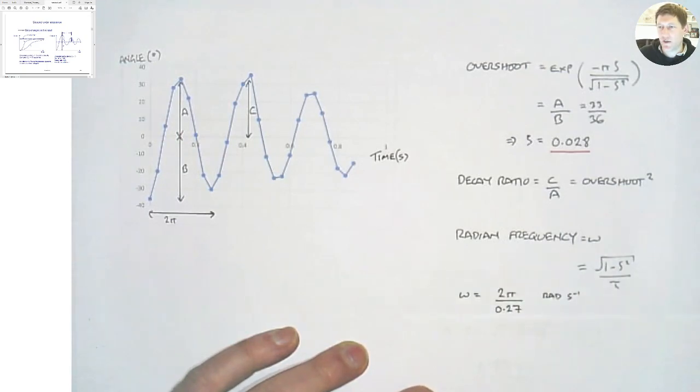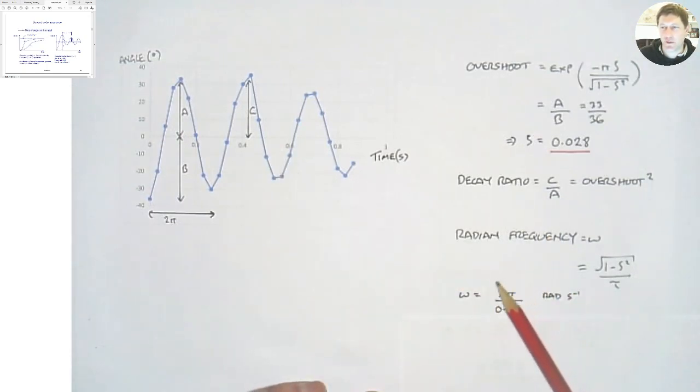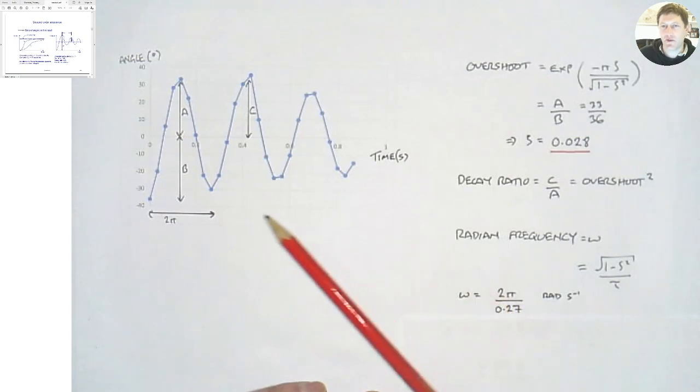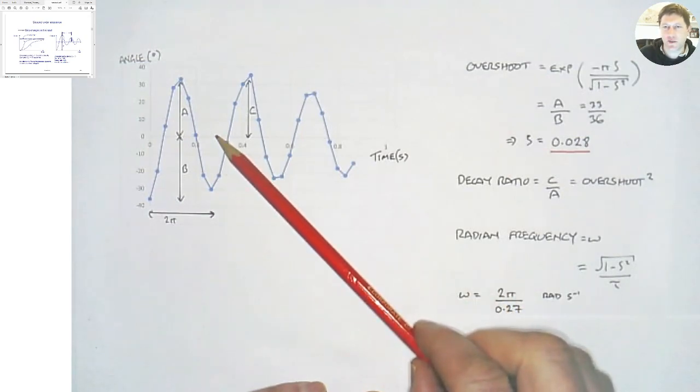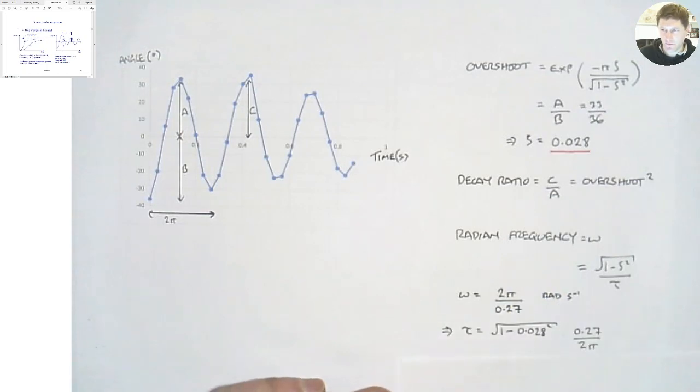And so we have the radian frequency. So the frequency is the number of degrees in one period, 2 pi, divided by the time it takes for one period, which is this time here, which is about 0.27 seconds. So 2 pi divided by 0.27 seconds gives us radians per second, which is the radian frequency of the response. And it can be shown that the radian frequency is equal to the square root of 1 minus zeta squared, divided by tau. We found a value for zeta, and so we can input that to find a value for tau, and we get 23 seconds.